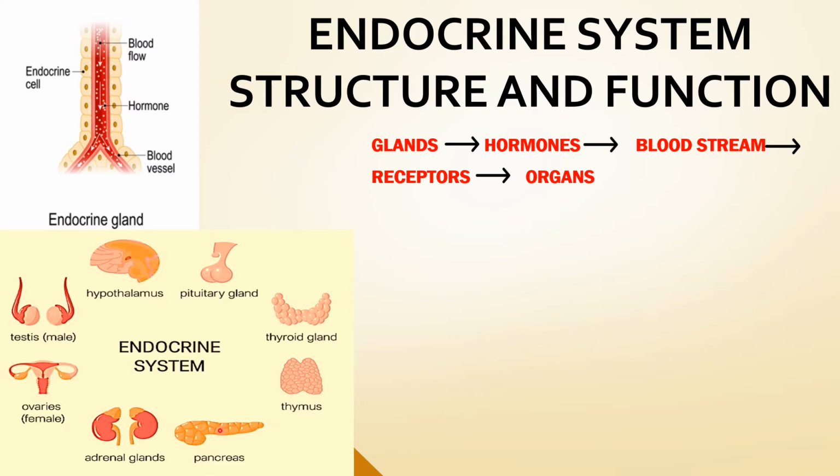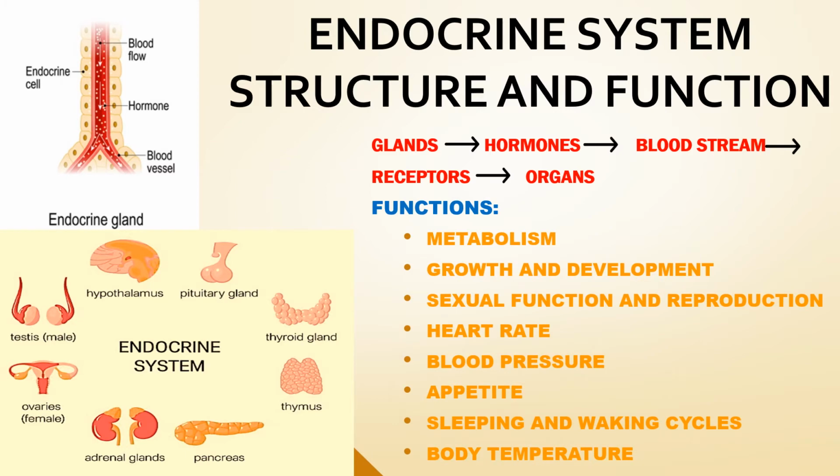So, we have different endocrine glands in our body and each of these glands functions separately. This makes the endocrine system one of the most complexly structured body systems. Some examples of the functions controlled by the endocrine system include metabolism, growth and development, sexual function and reproduction, heart rate, blood pressure, appetite, sleeping and waking cycles, and body temperature.